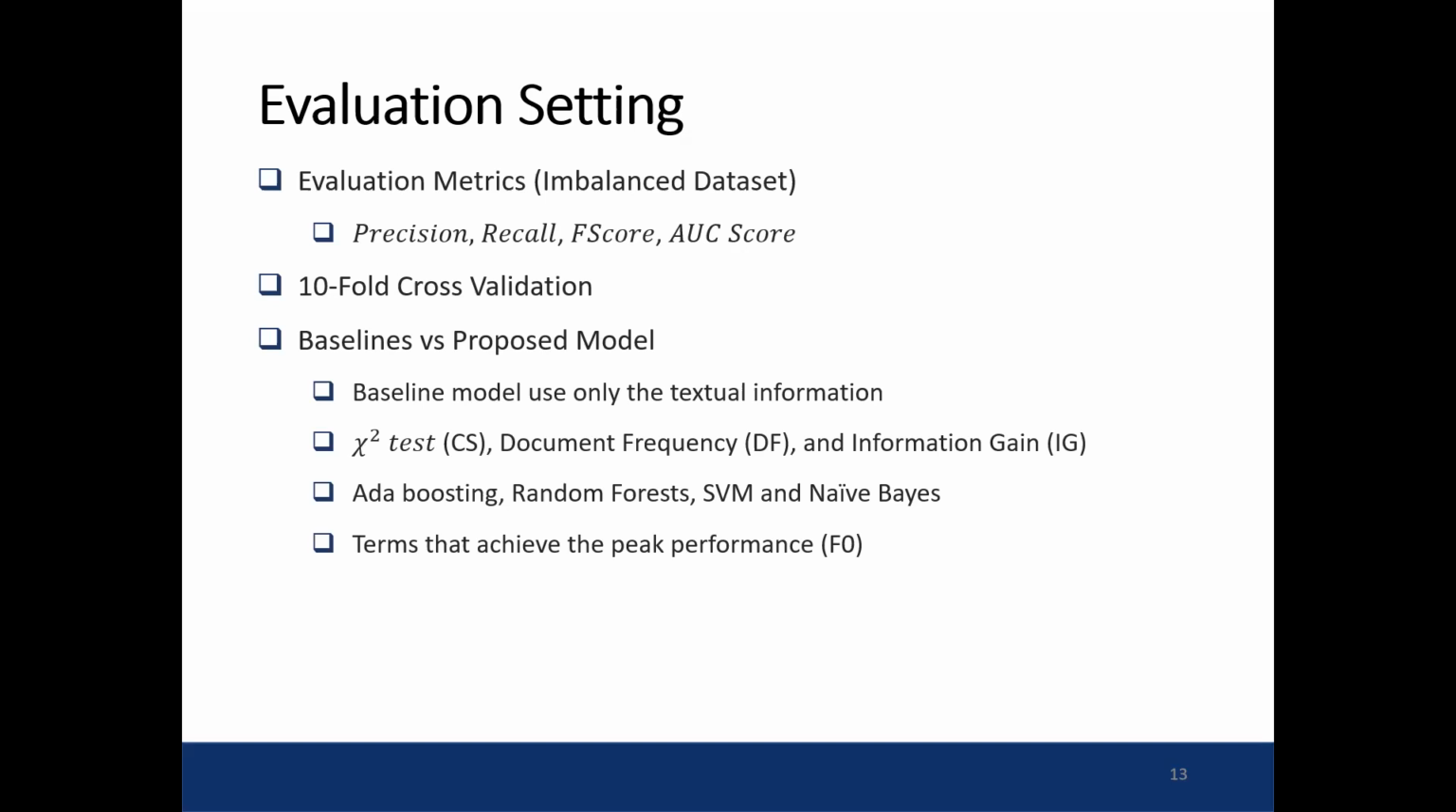First, we will compare the baseline models with our proposed models. Basically, the baseline model only uses the textual information. Following previous studies, we use three criteria to select the top N terms: chi-square test, document frequency, and information gain. We also run four classifiers widely used in text classification: AdaBoost, random forest, SVM, and Naive Bayes. Then we use the set of selected terms that achieves the peak performance in each baseline model as our baseline feature set. We term it F0.